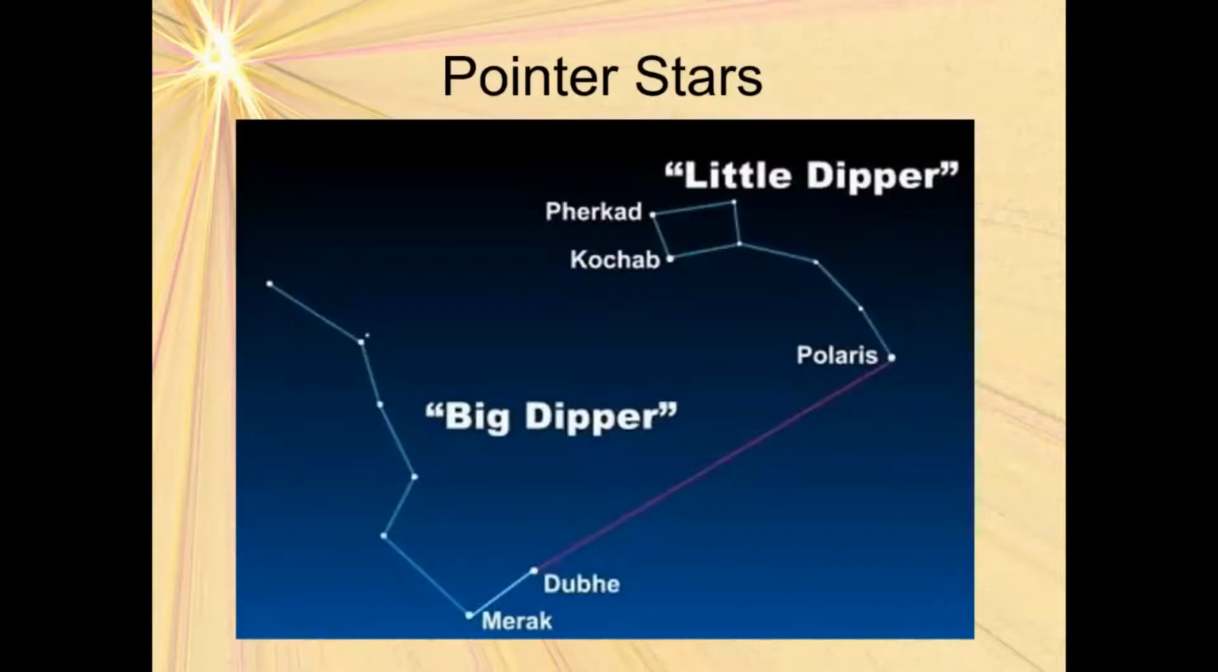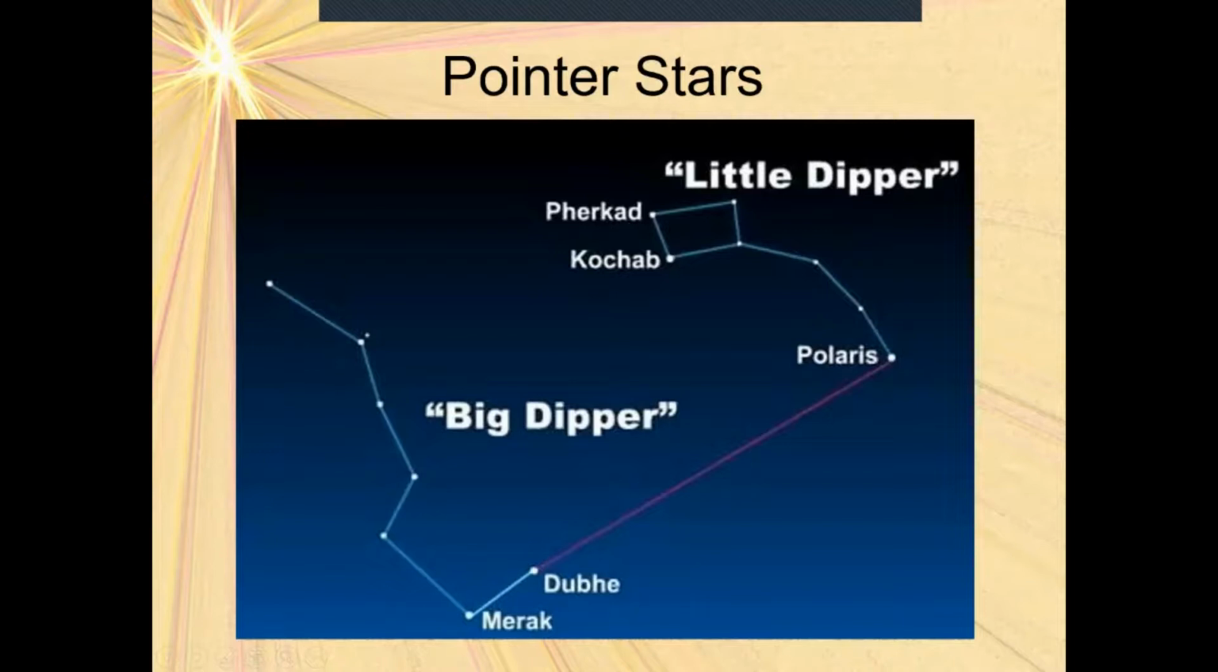Even cooler is we are going to use this to locate some other stars and constellations in the sky. So look at these two stars here on the end of the Big Dipper. If you were to draw a line through those two stars and keep on drawing, you would run into Polaris. This is called a pointer system, or pointer stars.